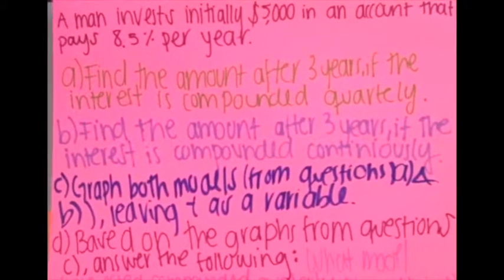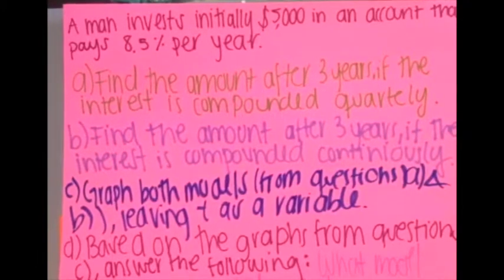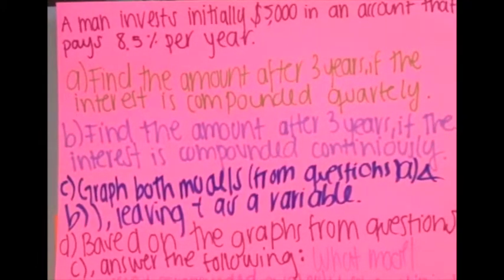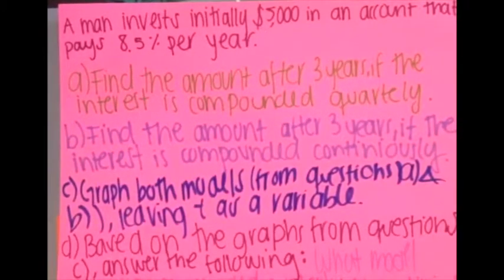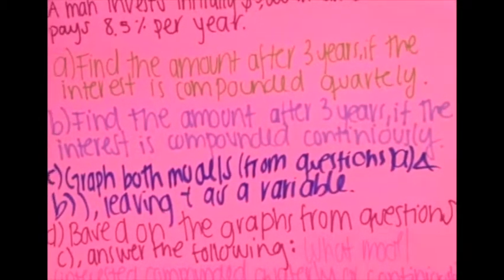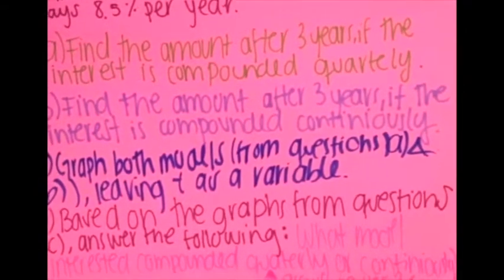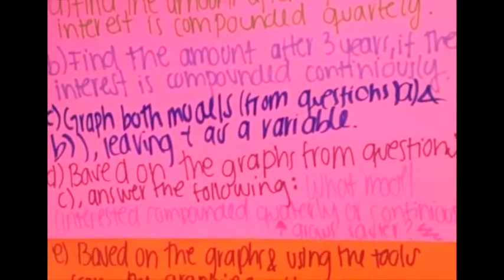Our problem is problem number 1, and it states: a man invests initially $5,000 in an account that pays 8.5% per year. A. Find the amount after 3 years if the interest is compounded quarterly. B. Find the amount after 3 years if the interest is compounded continuously. C. Graph both models from questions A and B, leaving T as a variable.